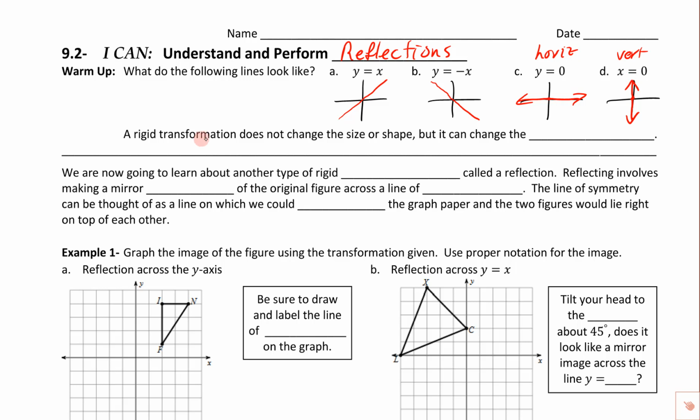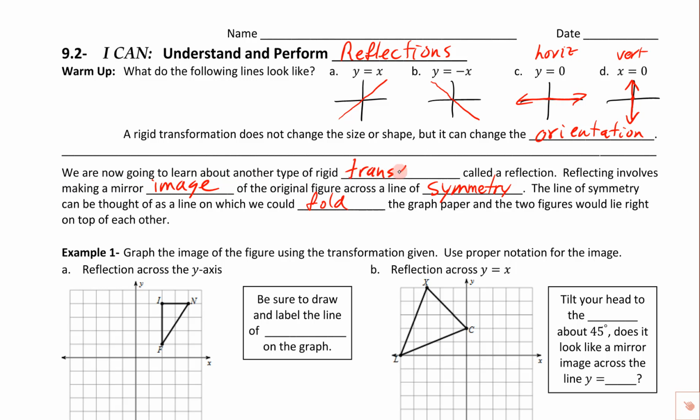And quick reminder, a rigid transformation does not change the size or shape, but it can change the orientation. So remember, rigid, it's got to be the same shape, but it can change the way it's pointed, is how we describe that. So I've got some of this next paragraph filled in, but let's remind us of what we're talking about in this particular unit. We're talking about transformation. So we're going to learn about another type of rigid transformation.